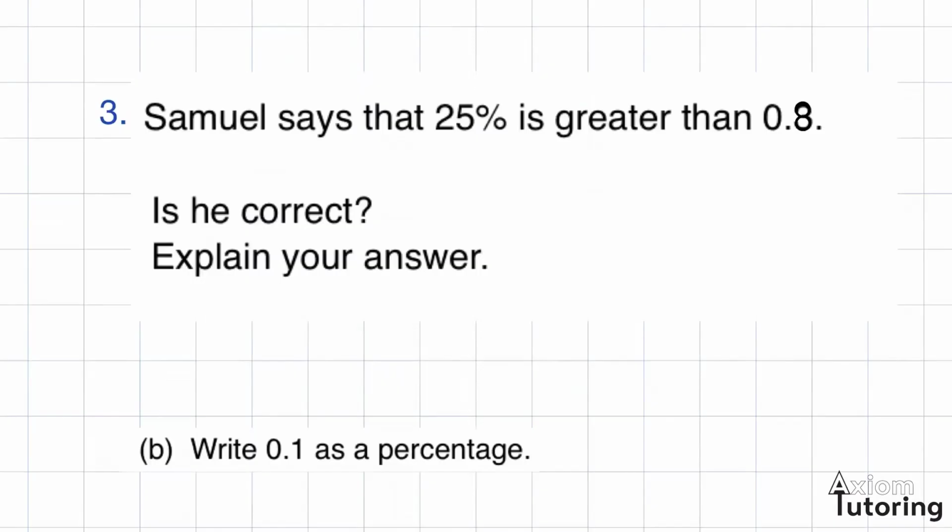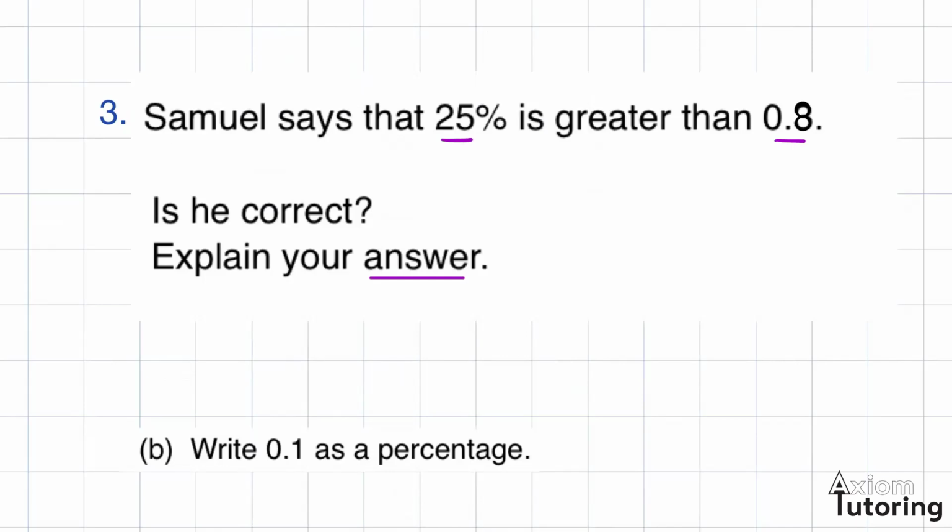Samuel says that 25% is greater than 0.8, so this is a question about converting these to the same format and comparing them. These kind of questions, I notice a lot of students writing long paragraphs, and these are usually only 1-mark questions. You have to say whether he's correct or not, so a yes or no is enough. And then 1 sentence or some statement is enough to explain your answer.